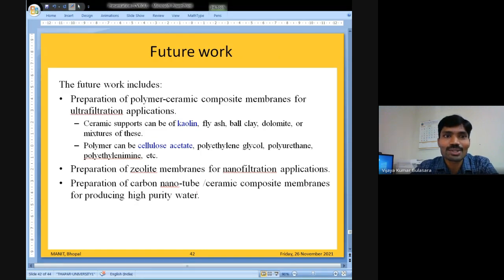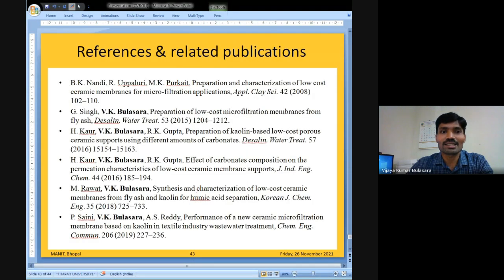So this is about the future work. Actually, what we did is utilize fly ash. At least in one of the membranes, we have successfully applied it. We utilized 25% fly ash and 50% kaolin, and those membranes have good characteristics that are suitable for microfiltration applications. To enhance the process from microfiltration to ultrafiltration, we need to make composite membranes. So our future work will be on preparation of composite membranes, and some references are shown here.